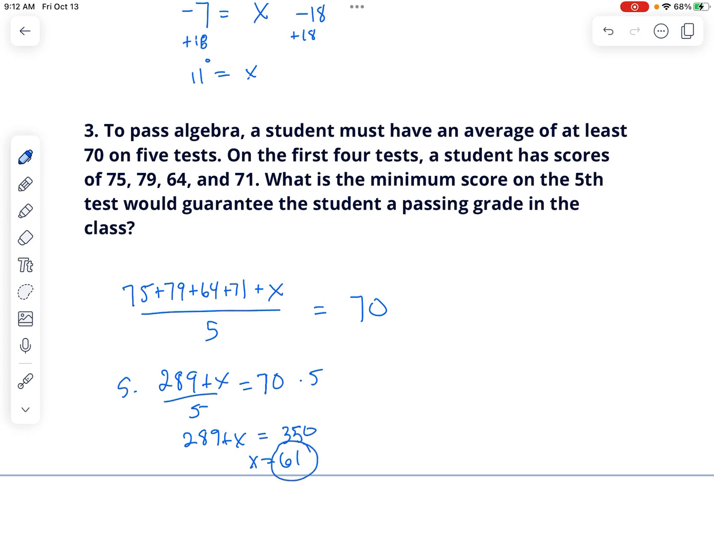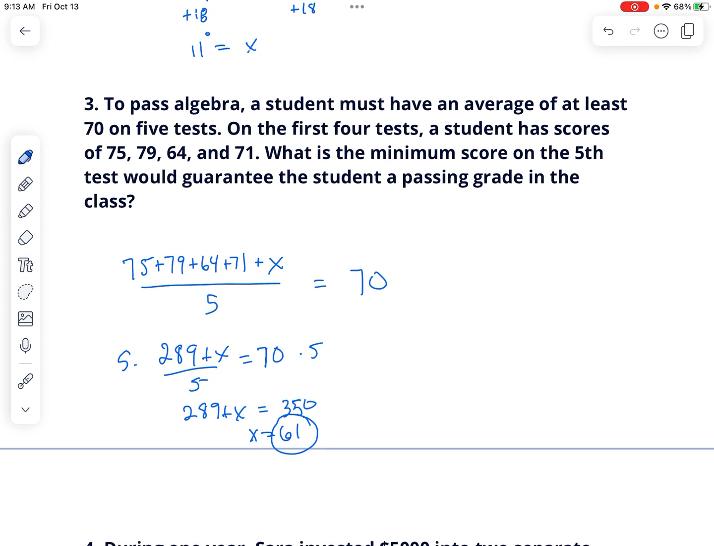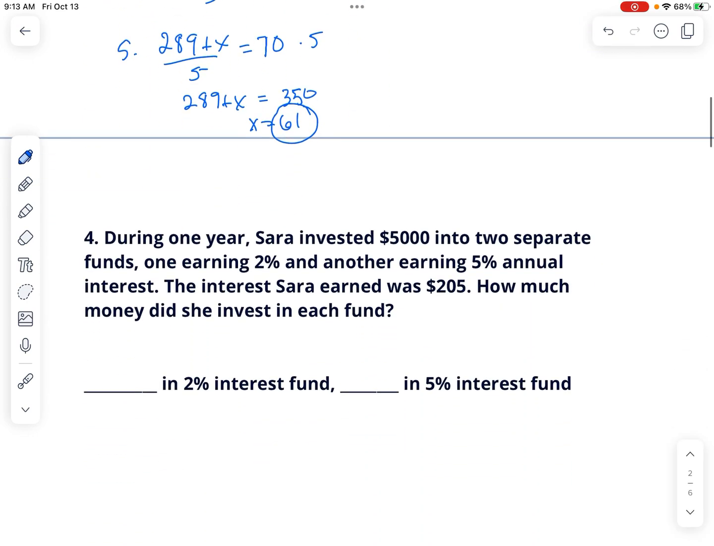So it can be higher, but if the student scores a 61, then we'll have an average of 70 on the tests. So we can't just average 4 of them and find out what the last one is. We do have to set up with thinking that we're averaging those 5 and just use that x for that unknown.